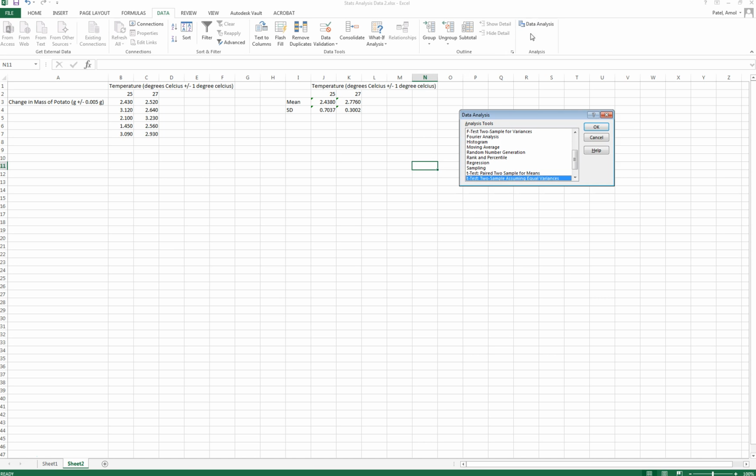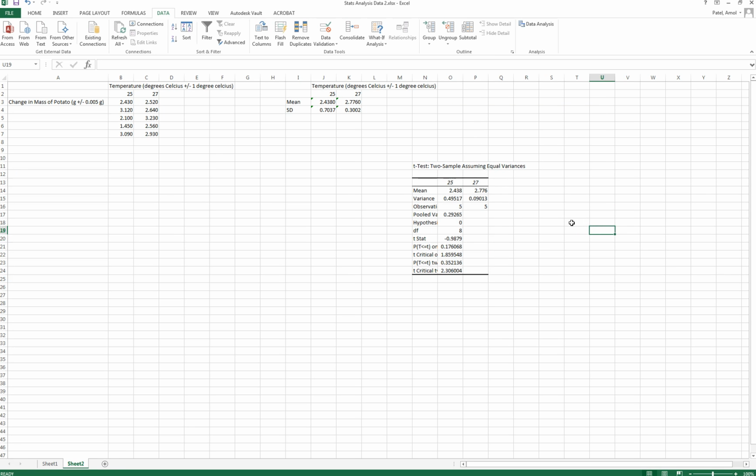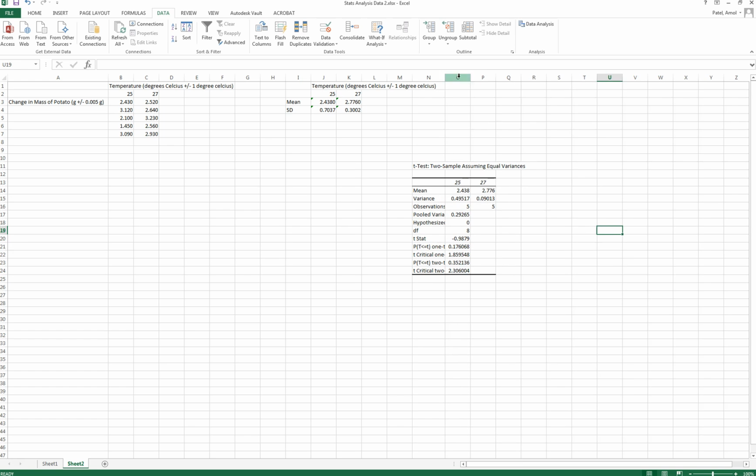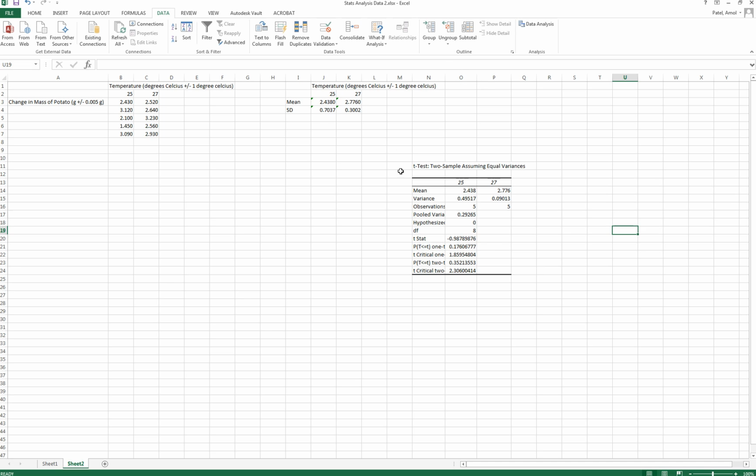So I'm going to go back to my data analysis. I'm going to pick equal variances. I'm picking my groups, labels, 0.05. My output range is right here. I'm going to hit OK, and I get my data. Now this looks like a lot of information, and you could spend a lot of time analyzing it, or you can just use the pieces that I'm going to tell you are really, really important.